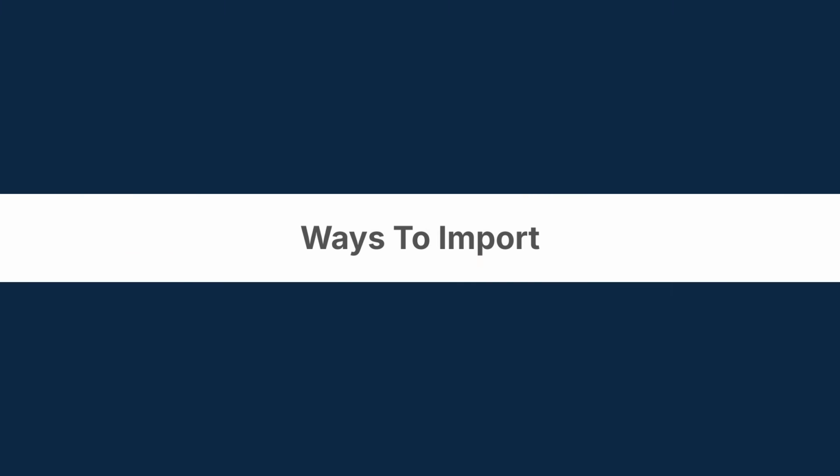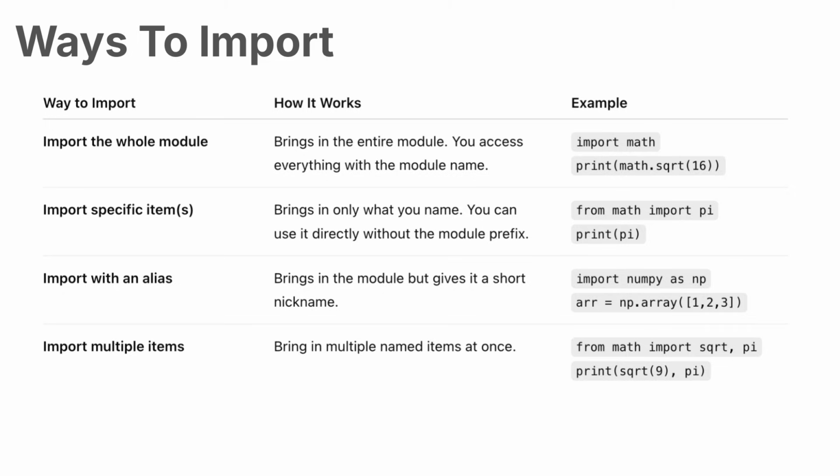Ways to import. There are several ways to import modules depending on what you need. First, you can import the whole module. For example, import math brings in the entire math module. You then access its features with math. in front, like math.sqrt(16). Second, you can import specific items from a module. For example, from math import pi lets you use pi directly without typing math in front of it.